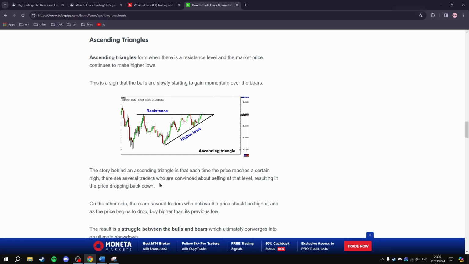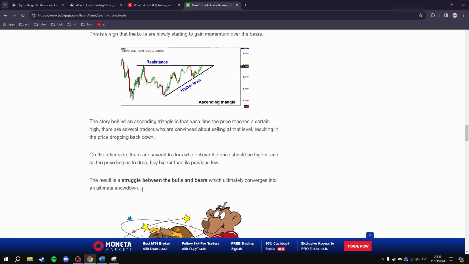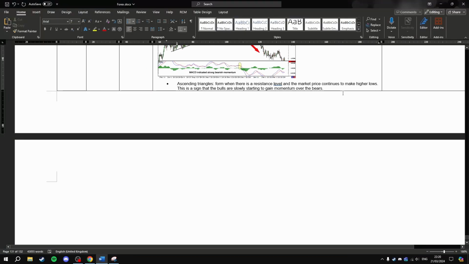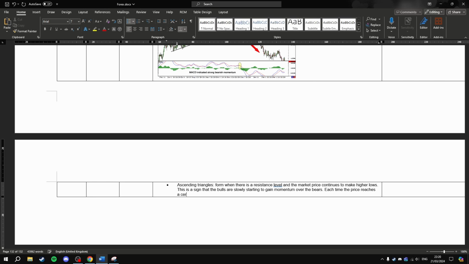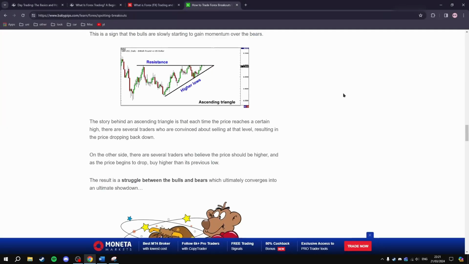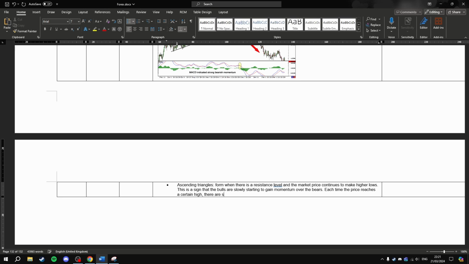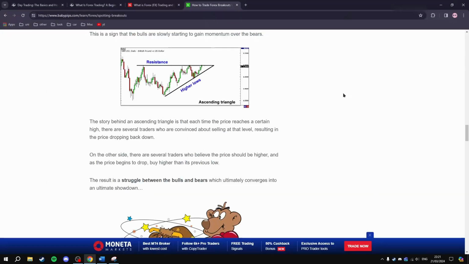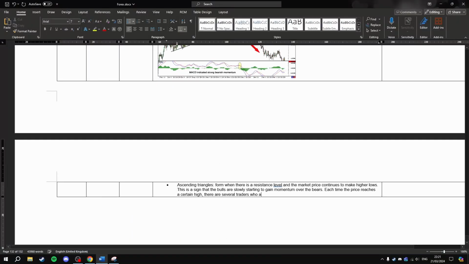Ascending triangles, this is a sign the bulls are gaining momentum. The story behind an ascending triangle is that each time the price reaches a certain high, there are several traders who are convinced about selling at that level, resulting in the price dropping back down.